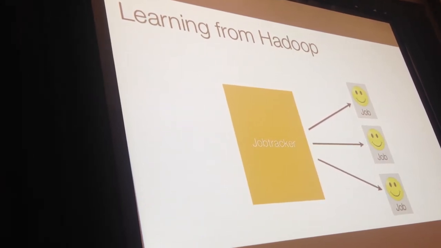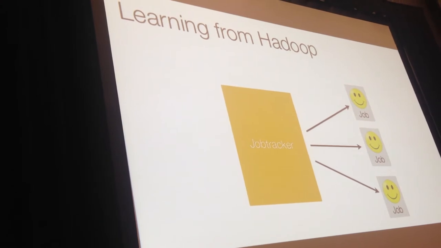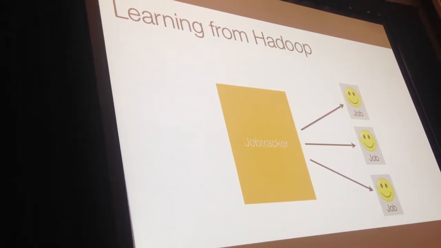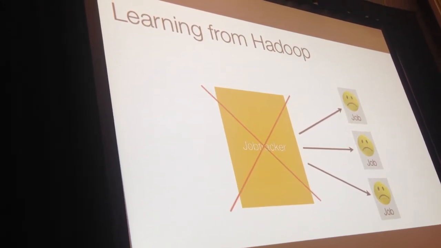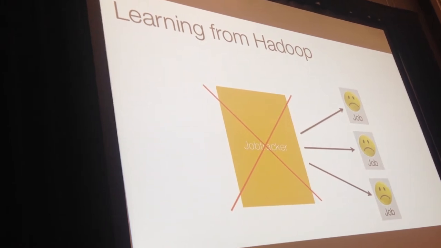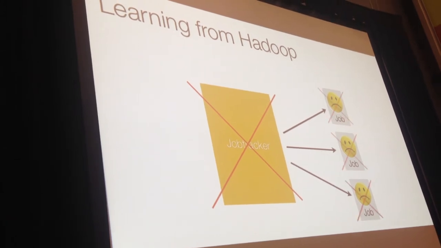The way Hadoop works is it has a job tracker that manages all the running jobs, and it assigns tasks around the cluster and things like that. And the way the job tracker does this is it keeps a bunch of state in memory about those jobs. Now, the problem was that when the job tracker dies, all the jobs would die. And this really sucks when you've been waiting 30 hours for a job to complete.